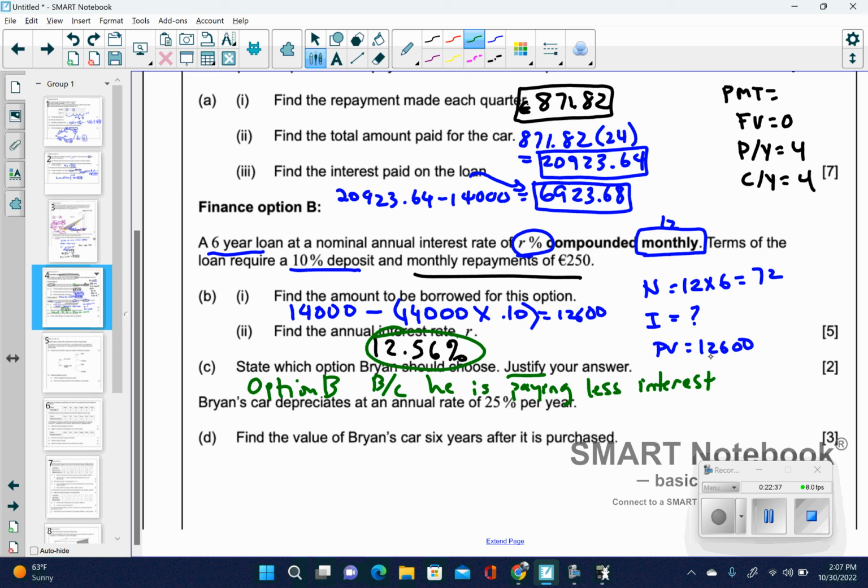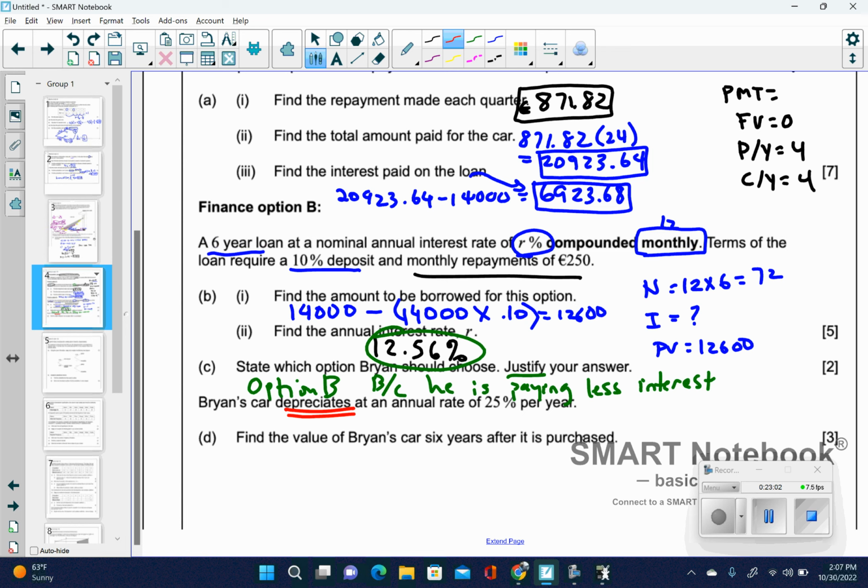All right. So next one, Byron's car depreciates, which means it goes down at an annual rate of 25% a year. This is real life, okay? So let's think about it real quick. Find the value of his car after 6 years after it is purchased.